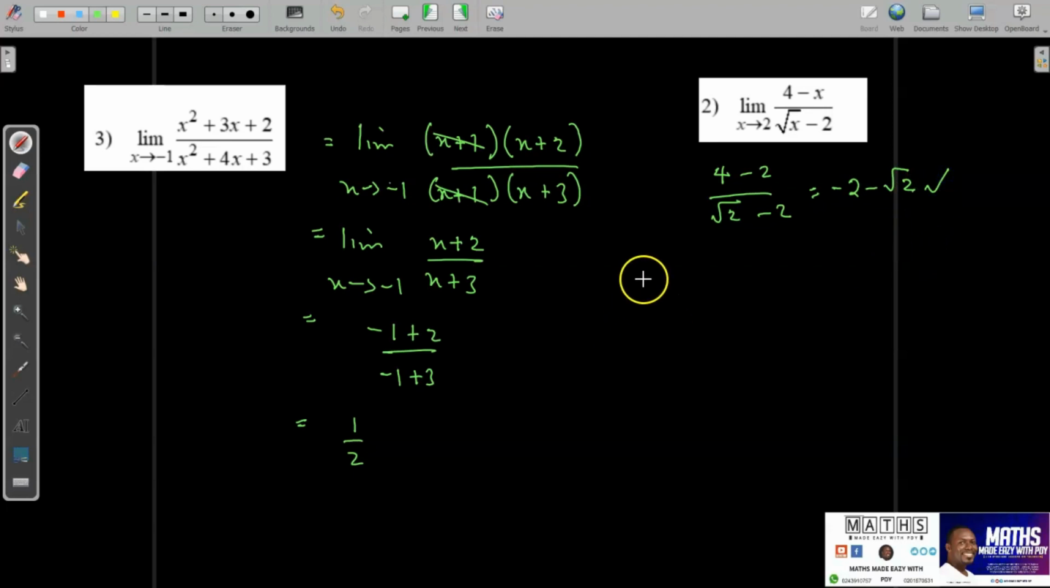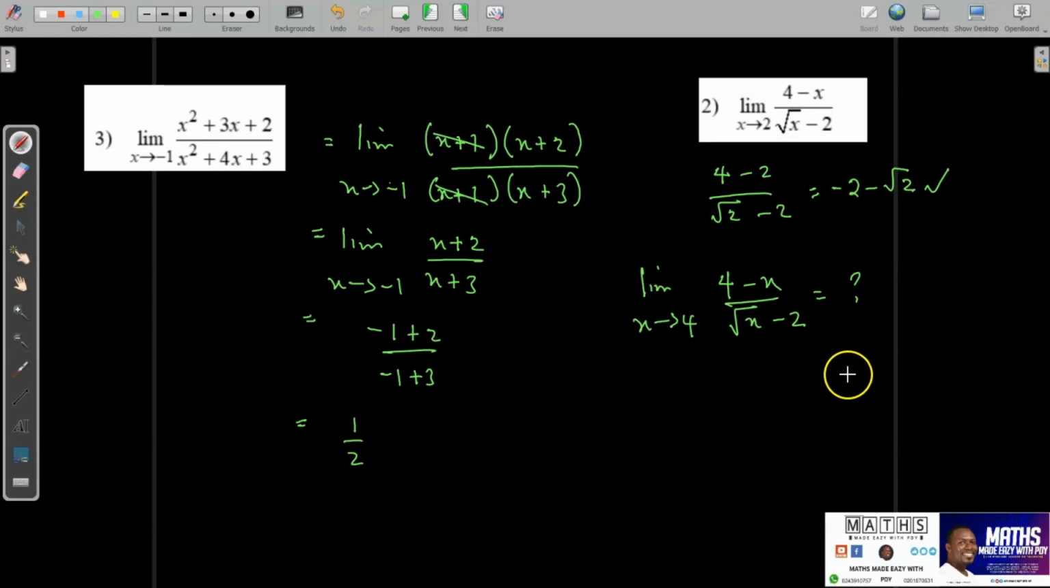But in a situation whereby you have the limit of 4 minus x over root of x minus 2 as x approaches 4, this is when you have what we call a removable discontinuity factor, and there will be the need for you to rationalize before you substitute.